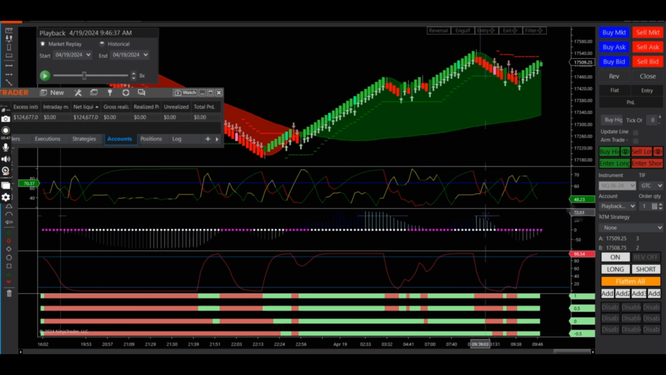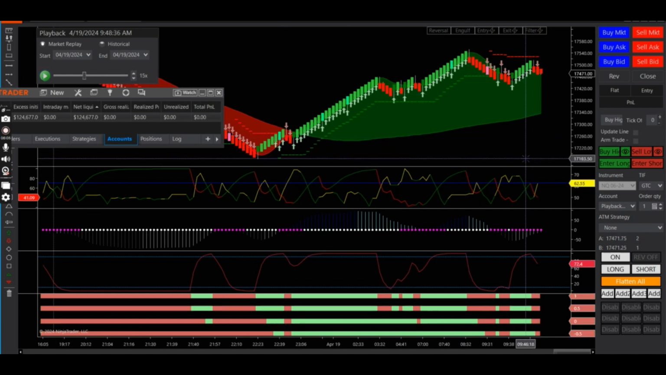So let me just go ahead and play it. As you can see here, it crossed, and soon after it crossed, you can see here that the market went on a downtrend. So for that reason, this squeeze indicator helps you stay out of those kinds of trades here.